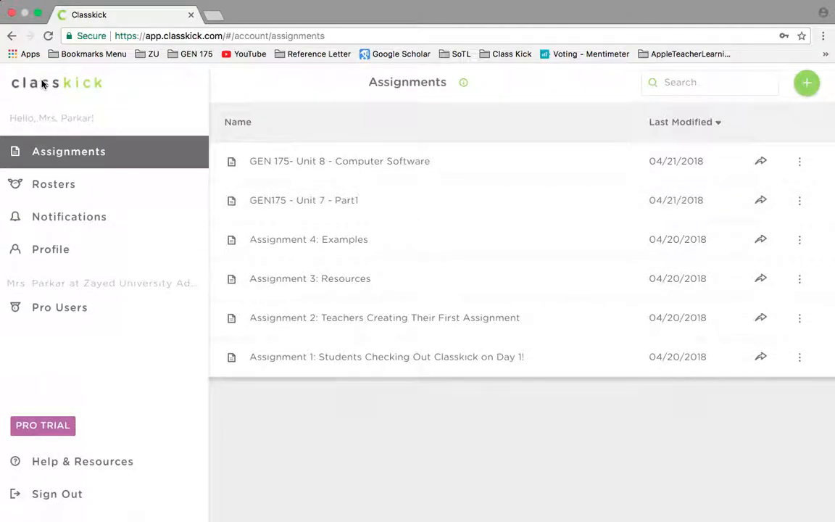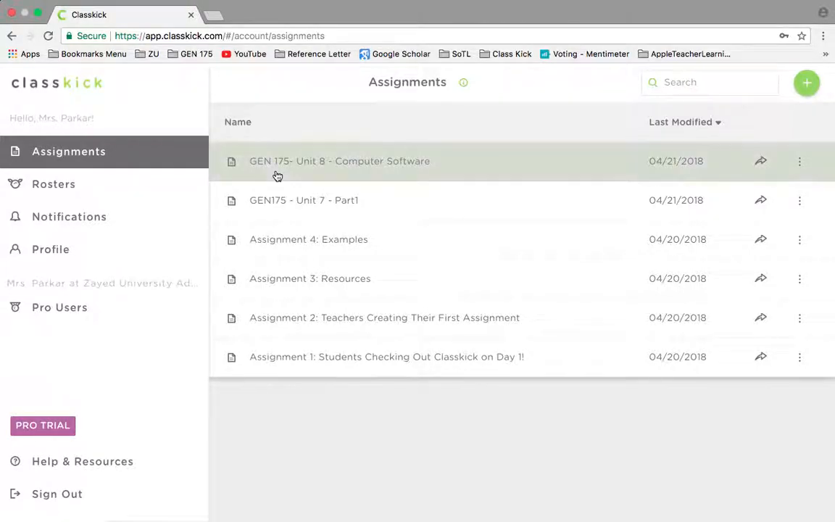If you're using ClassCake, you need to sign in. I have signed in as a teacher. I've used my university name, that is Zayed University. You can create individual assignments for each of your topics or your units, like I've created for computer software. Let me take you in.